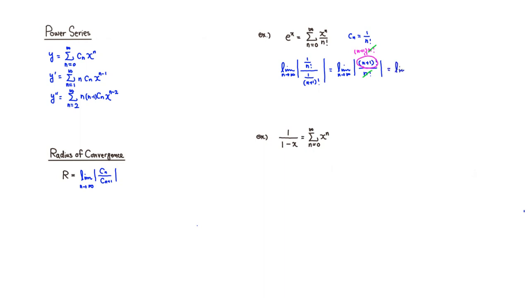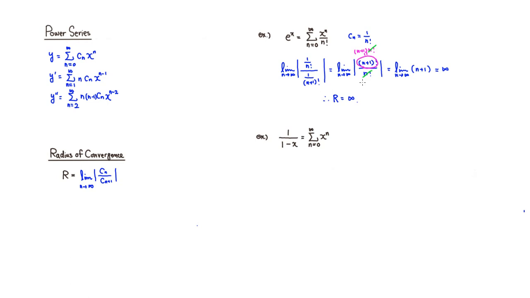So you simply get the limit as n approaches infinity of n plus 1. We don't really need the absolute value because this is never negative. You can see that this goes to positive infinity. Therefore, the radius of convergence for the power series of the exponential function is infinity, which means that this power series converges to e to the x for all real numbers x.